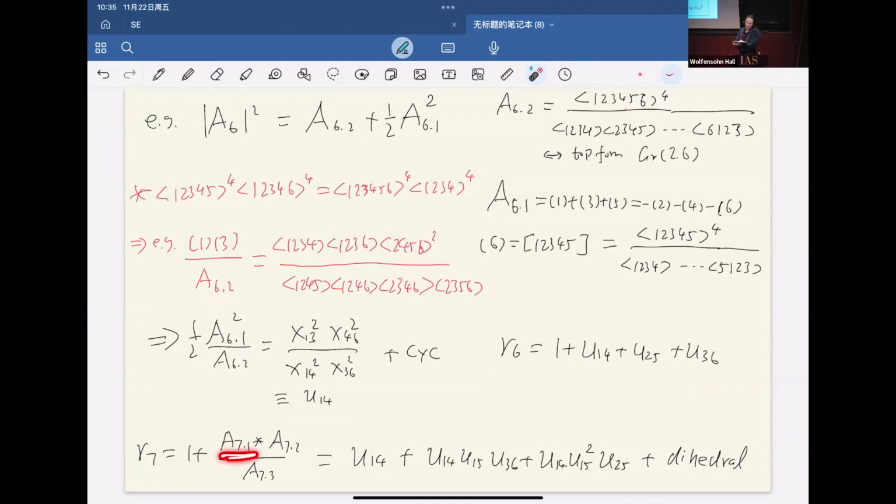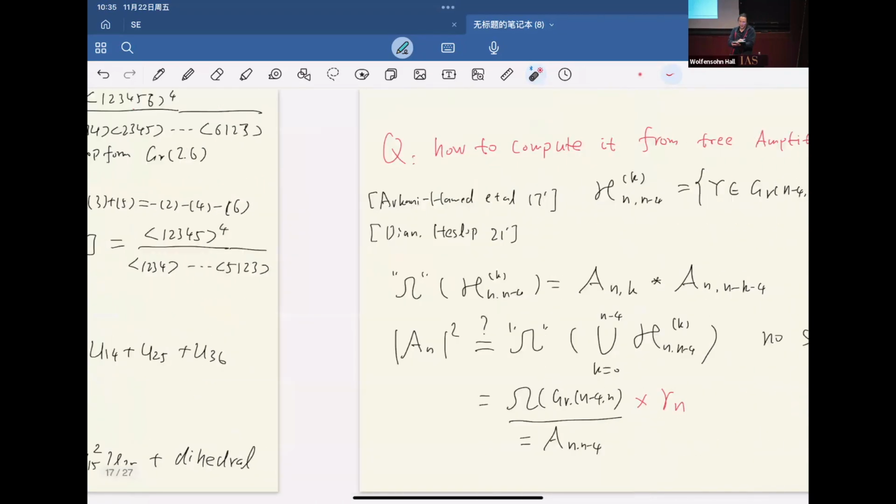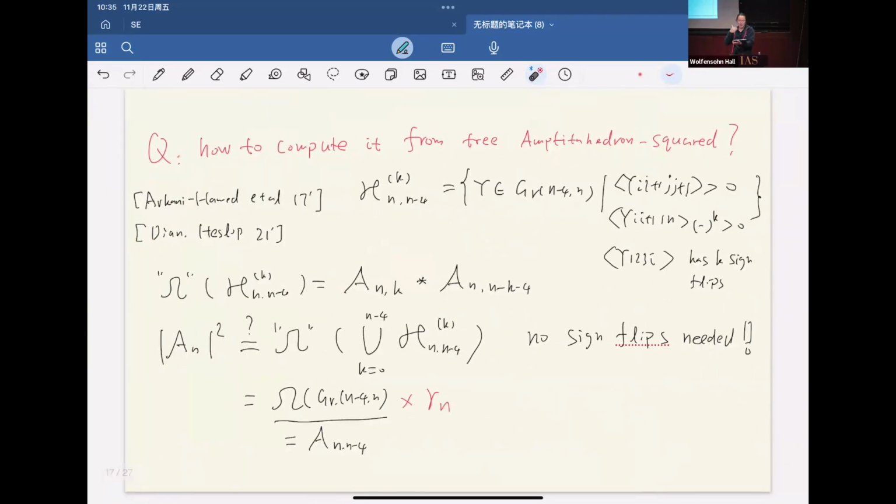So for 7-point, you need to do the next-to-MHV multiplied by its parity conjugate. And after a lot of work, you simplify it to this beautiful product of cross ratios. From the F-graph, you just directly extract this graphically. But that's a lot of work when you bootstrap the F-graph. So I want to ask a question: can we compute this tree-level amplitude squared?